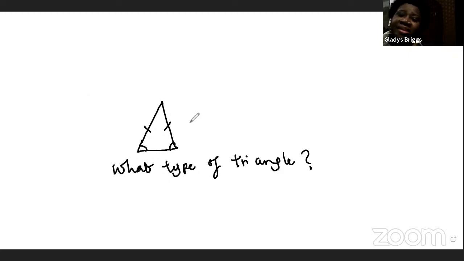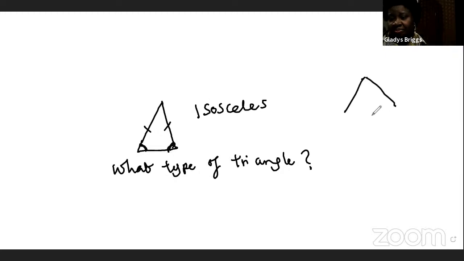It's an isosceles triangle. How do I know? It's got 2 equal sides and 2 equal angles. Okay, so that's an isosceles triangle. How about this one? What type of triangle is that one?